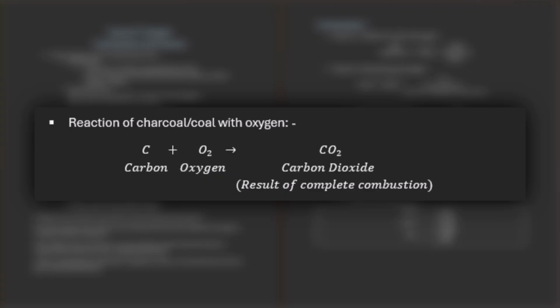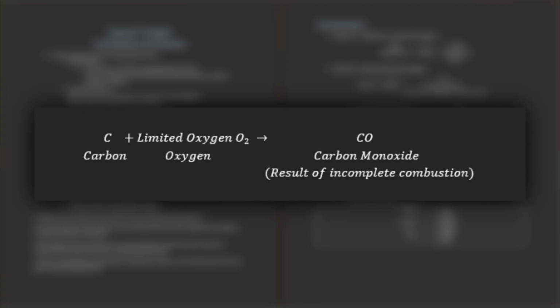In the presence of oxygen they will give carbon dioxide, and carbon dioxide is the product when carbon burns in an unlimited amount of oxygen, meaning it is a result of complete combustion. Carbon, if burned in a limited amount of oxygen, then carbon monoxide is formed, that is highly poisonous in nature, and this is the result of incomplete combustion.